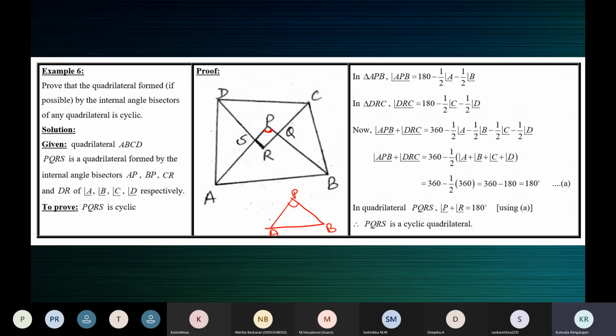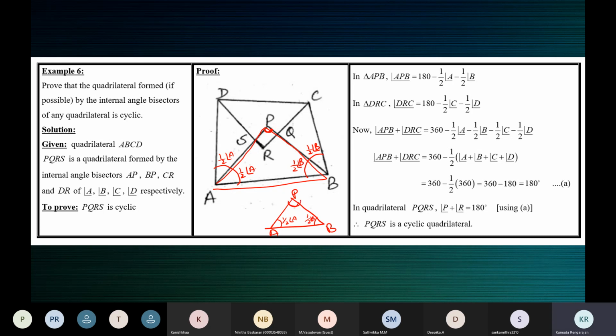This is the triangle. Now this one is angle A. This is half of angle A because it's bisected, and this is the other half of angle A. This is angle B. This is half of angle B, and this one is the other half of angle B, because the angles are bisected. So in triangle ABP, you have half of angle A and half of angle B.